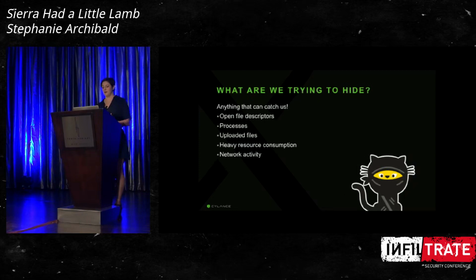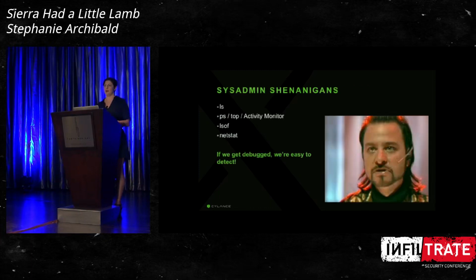So what are we trying to hide, right? It's the same thing that you're trying to hide with a rootkit. Open file descriptors, processes, uploaded files, heavy resource consumption, like memory or hard disk space, network activity, things like that. And we're trying to hide from the normal sysadmin kind of tools, right? ls, ps, top, Activity Monitor, et cetera. Basically, if we get debugged, then we're going to be found because we don't have any real good way to hide from a debugger, right?